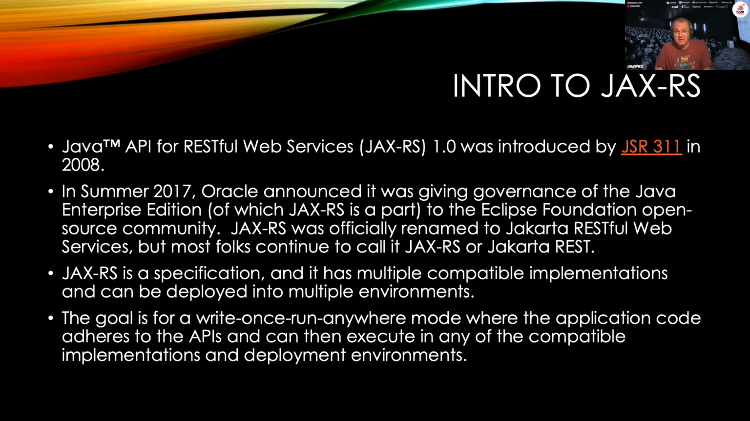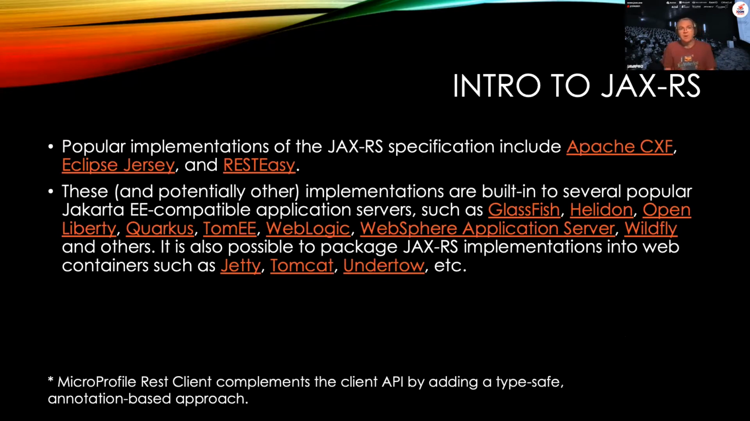So JAX-RS is a specification. You can't just go out and download and run a JAX-RS framework. It's a specification, a set of APIs that are then implemented by vendors, right? So we'll talk about some of those on the next slide. But the idea is that you get the specification APIs, you get the implementation, and then you build your application to those APIs, and it should run the same whichever implementation is implementing those APIs. So some popular implementations of JAX-RS include Apache CXF, Eclipse Jersey, and RESTEasy.